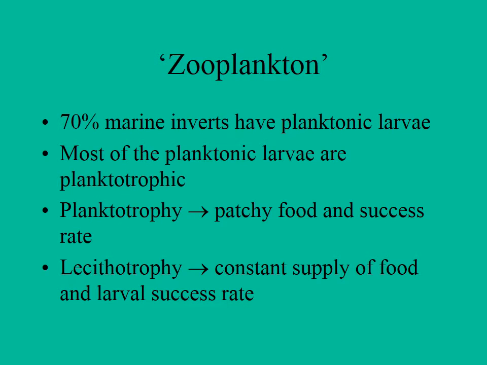Most of those planktonic larvae are planktotrophic, which means that they eat other plankton. They're feeding on each other. Some of them are lecithotrophic, which means that they have a yolk sac attached. And that takes more energy to produce a yolk sac, and so you produce larger larvae, but hopefully their survival rate will be higher.